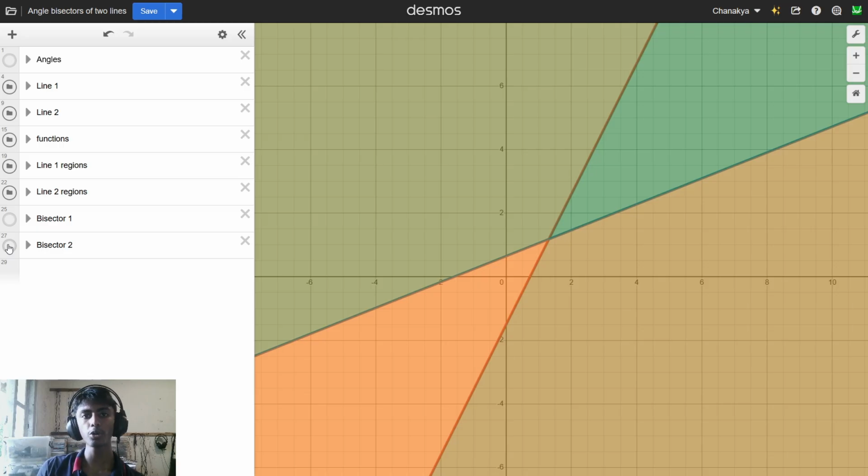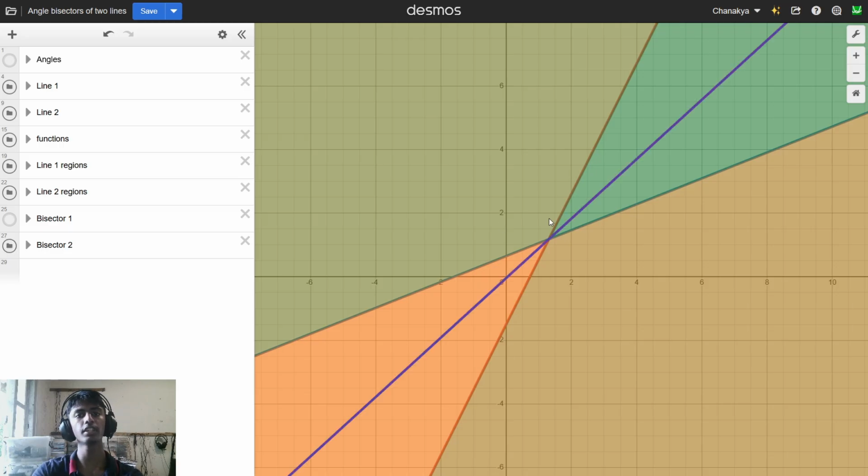So if I now show you one of the bisectors, you can see that this purple bisector goes through the green region and the orange region only, and of course the intersection point, but let's ignore that point and consider only the green region and the orange region. Therefore, this line corresponds to the values where the signs of one line and the other line are both the same sign. Either they are both positive or they are both negative.